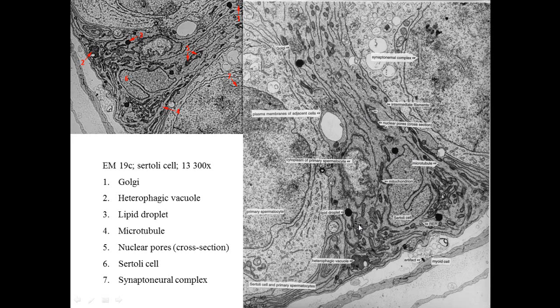We can see lipofuscin, heterophagic vacuoles that have been eaten up, very long microtubules in through there. Mitochondria are long and look quite a bit different than the mitochondria from the spermatocytes. A nice Golgi apparatus that we see for the Sertoli cell. So the Sertoli cell will be touching other Sertoli cells on the sides where they make a junction.